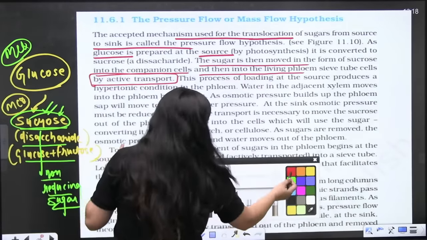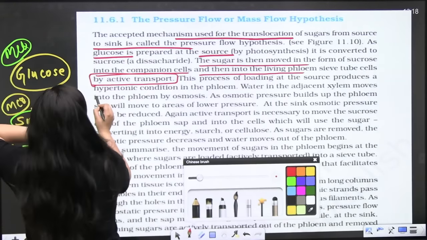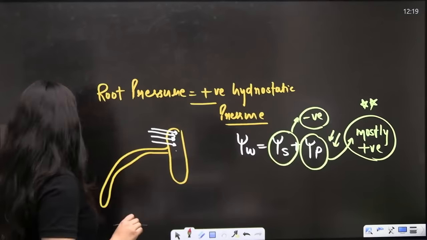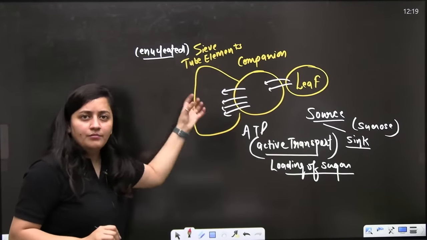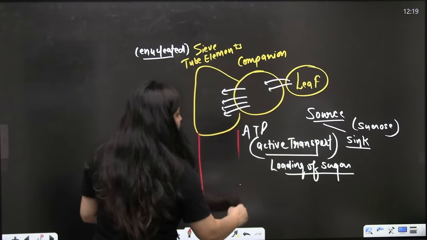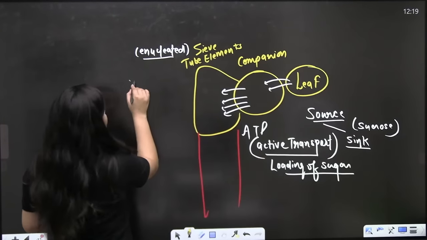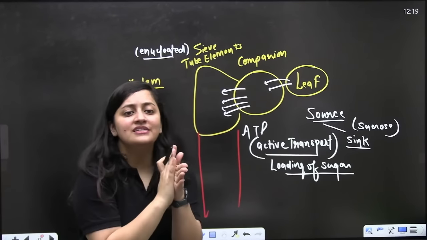The first point is clear. Now, what is the second point here? When there is loading at the source, hypertonic conditions will be produced in the phloem. It is very simple. If you are putting a lot of sugars in the phloem, obviously the concentration of solute is going to be more here. And now you know that xylem and phloem are present together as bundles.